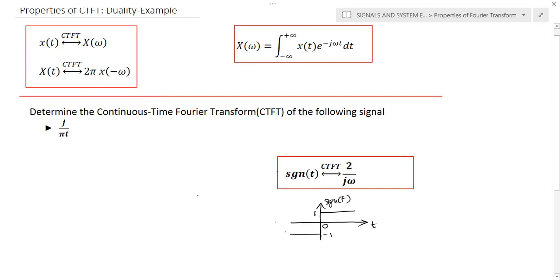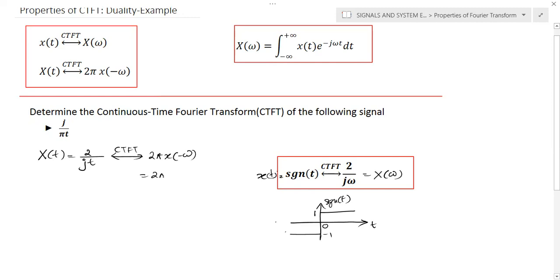Now, assume that the signal x of t is signum of t, and 2 by j omega is its Fourier transform, capital X of omega. Now we can write capital X of t as 2 by j into t. And the continuous time Fourier transform of this particular signal, you can write by using the duality property, that is 2 pi into x of minus omega.